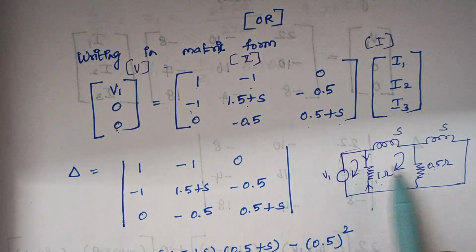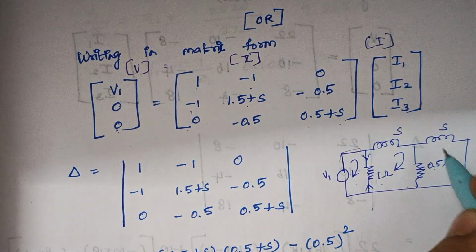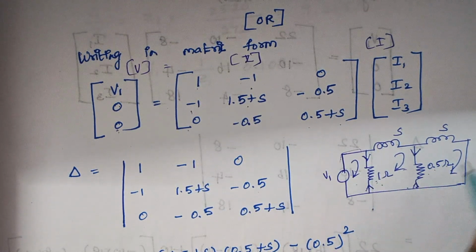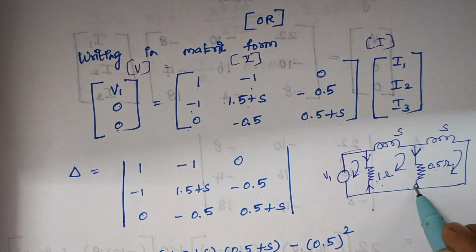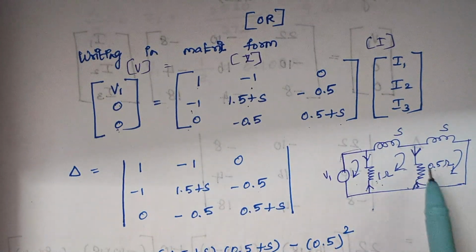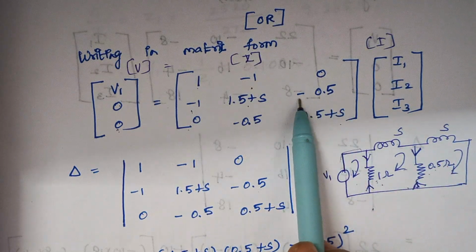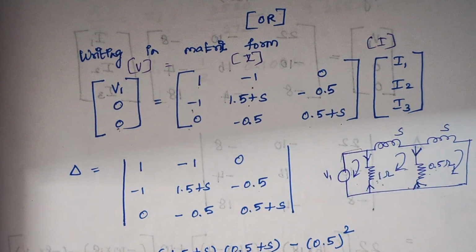Between the first loop and the third loop, there is no common element. Therefore, here it is 0, and here also 0. Again, when you look at loops 2 and 3, this 0.5 ohm is common. And again, the current flowing through this 0.5 is opposite to each other. When you took loop 2, it flows like this. When you took loop 3, it flows like this. Therefore, they are opposite to each other, so we include a minus sign. So minus 0.5, and here minus 0.5.